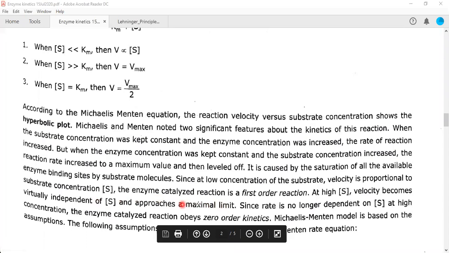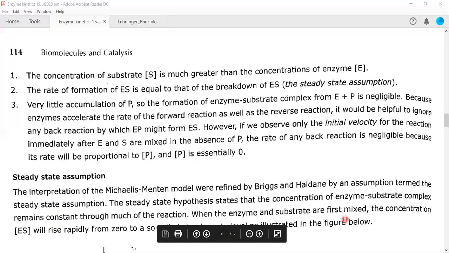It approaches a maximal limit and a plateau-like structure will form. Since the rate is no longer dependent on the substrate concentration at a high concentration of substrate, the enzyme catalyzed reaction is said to be zero order kinetics. So we have seen two things. One is that initially the reaction shows first order rate kinetics, and then it becomes a zero order rate reaction. This I have also told you.